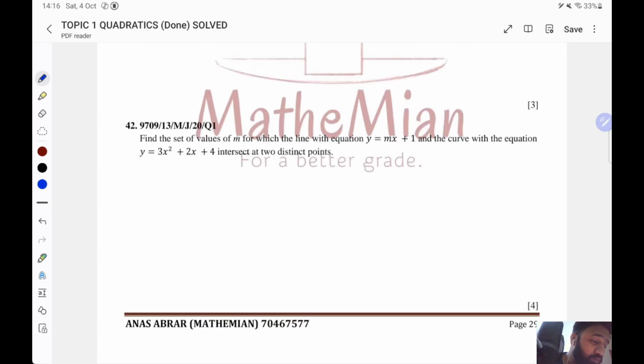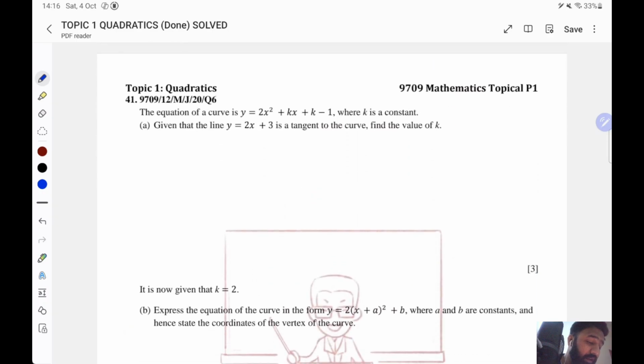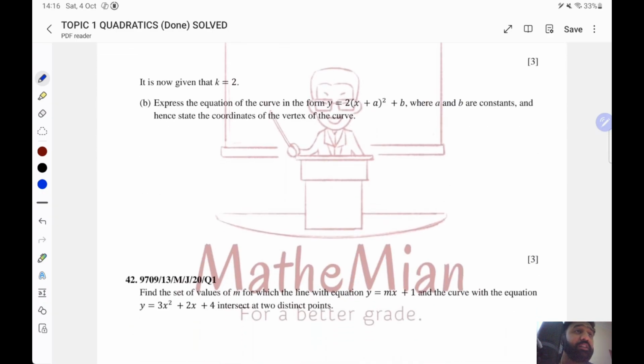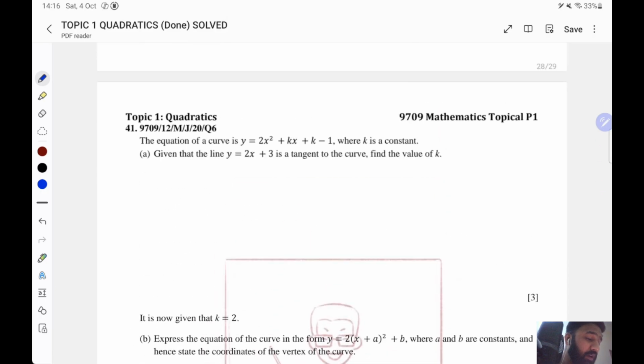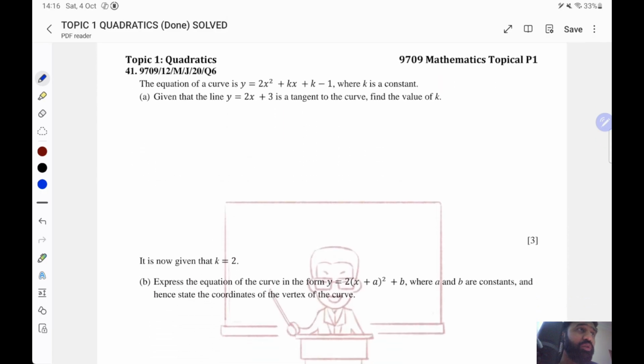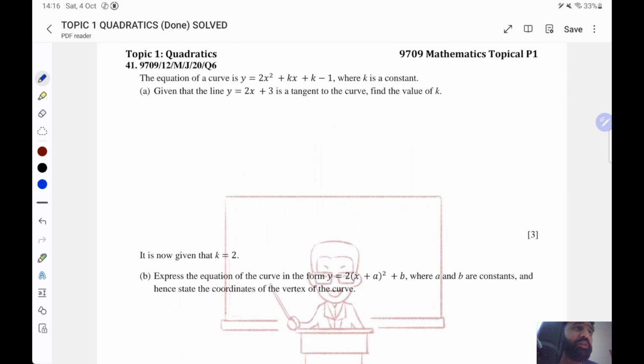There are just two more questions left, and that will be all the questions up till 2020. Question number 41, May June 2020. Question number 6, paper 1-2. The equation of the curve is given. Given that the line is this, is tangent to the curve.